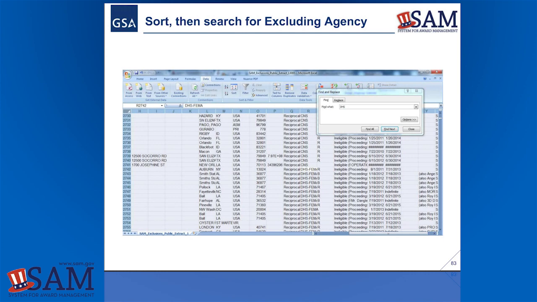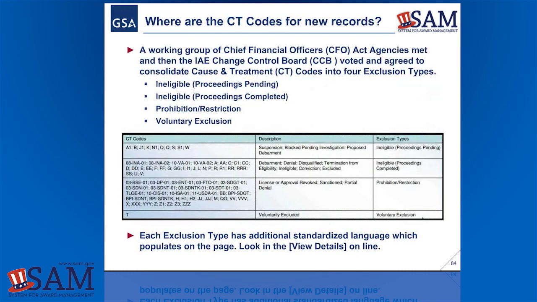All right, so we have a few minutes left. The CT codes, for those of you who are used to looking for specific CT codes: if the record was migrated from EPLS to SAM, so the exclusion record was created in EPLS, it had what was called a cause and treatment code. During the requirements process for SAM, there was a working group out of the exclusions community, and they came up with 4 categories that were going to be the new exclusion types. All of the CT codes were mapped to one of these new exclusion types, and there is standardized language on each page. When we looked at view details, that is your nature and effect. The standardized language for the 4 exclusion types is what you will find there. Any additional information the agency chooses to provide is contained in the additional comments.